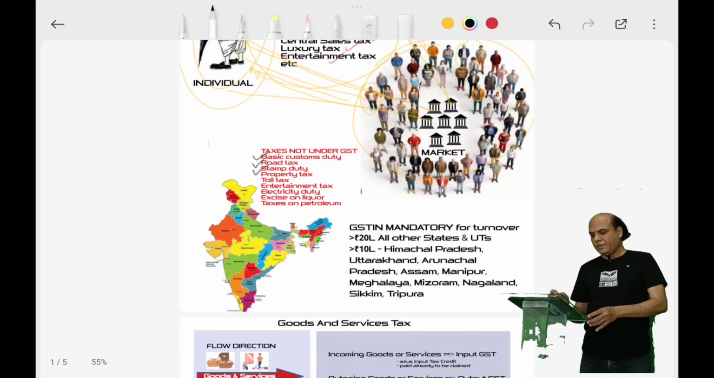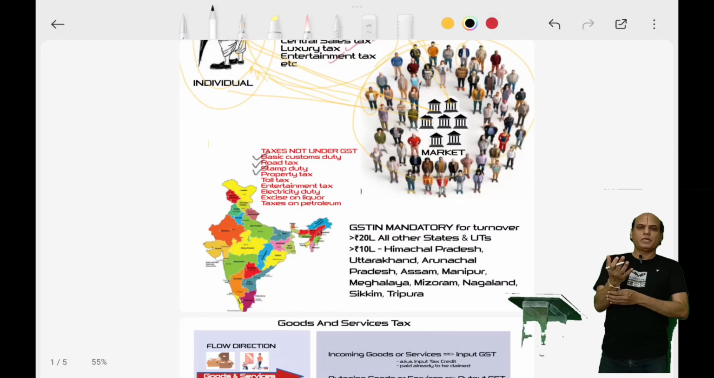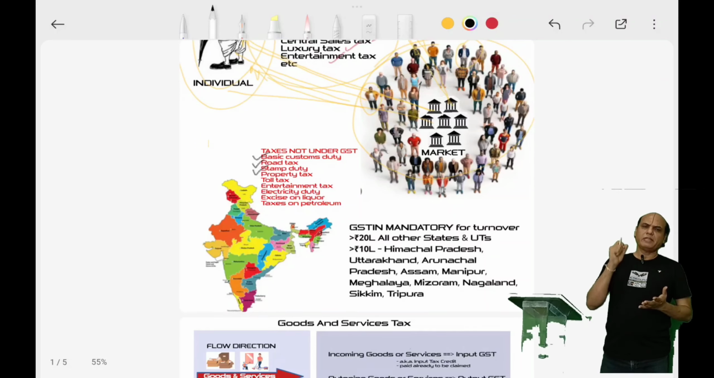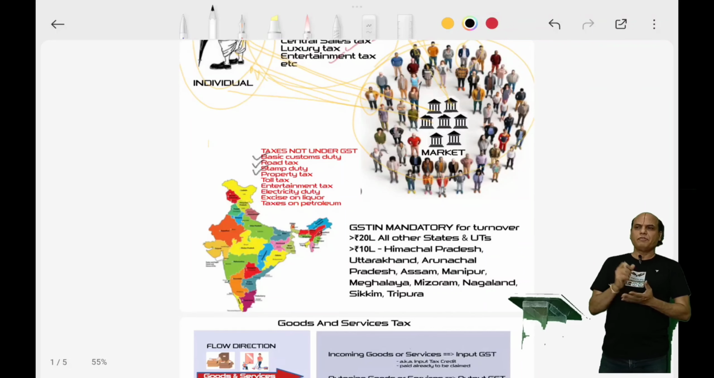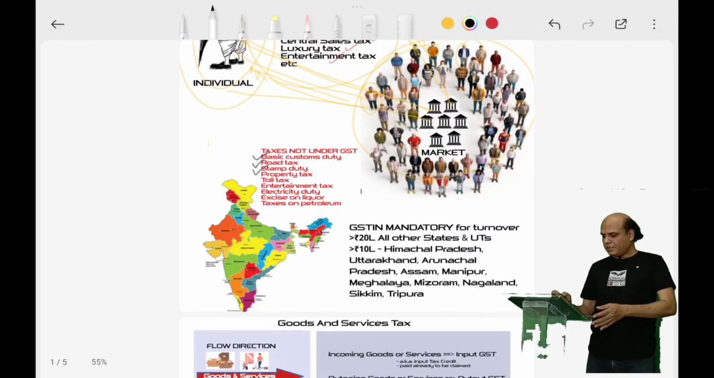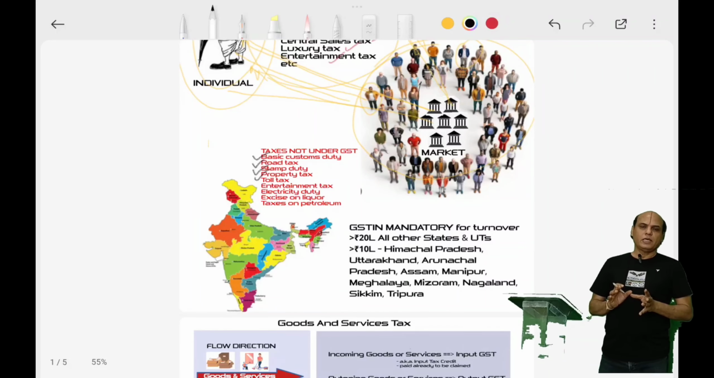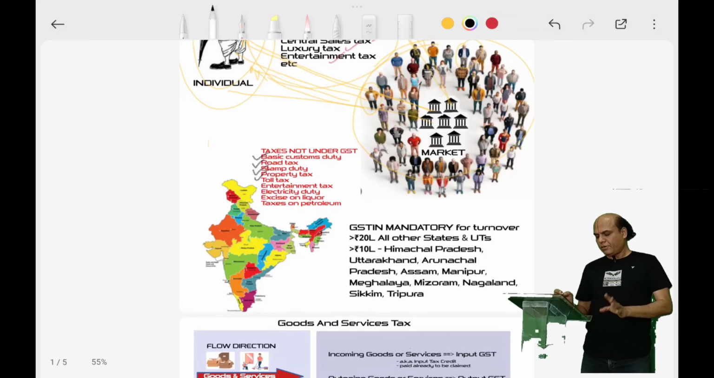Then stamp duty, you must have seen some stamp paper. So whenever we buy some property or we enter into an agreement, we buy stamp papers, that is called stamp duty. It need not always be in the form of stamp paper. They also call it franking. So we pay certain money to the government as a stamp duty. So that stamp duty also doesn't fall under GST. Then property tax, whenever property is bought or sold, a certain percentage of tax has to be paid. That property tax is not under GST.